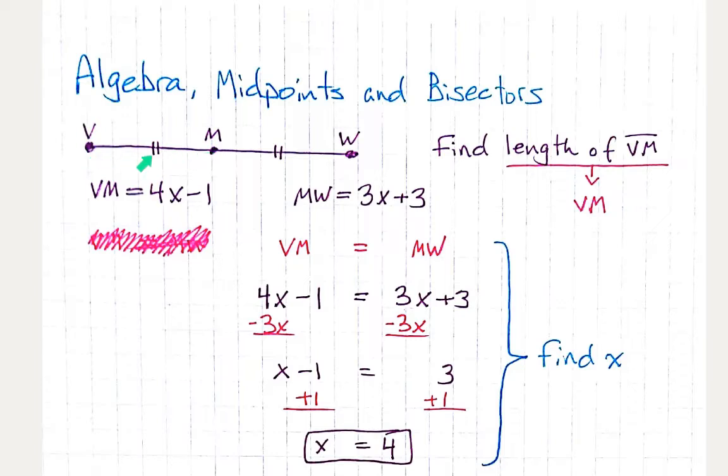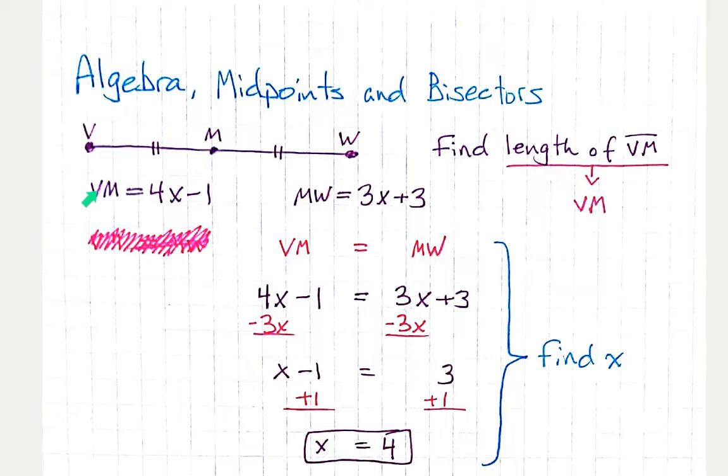Notice that from M to V, 2 tick marks. From M to W, 2 tick marks. That means that M is the midpoint. I know that VM is 4x minus 1. All right, we're told that.